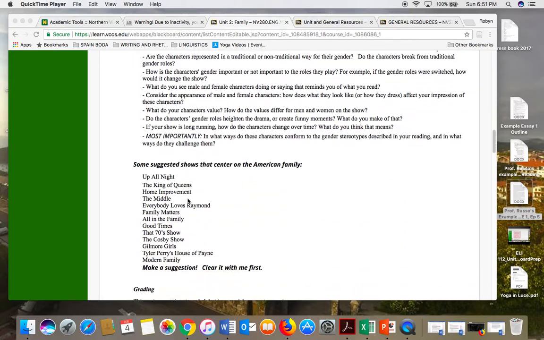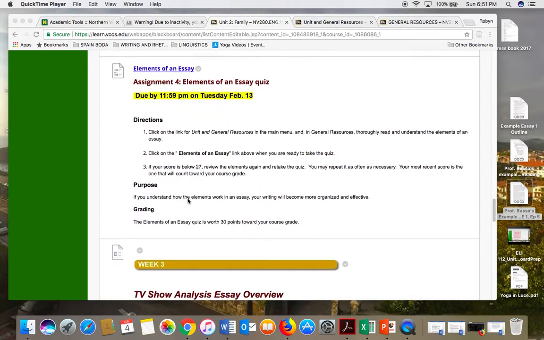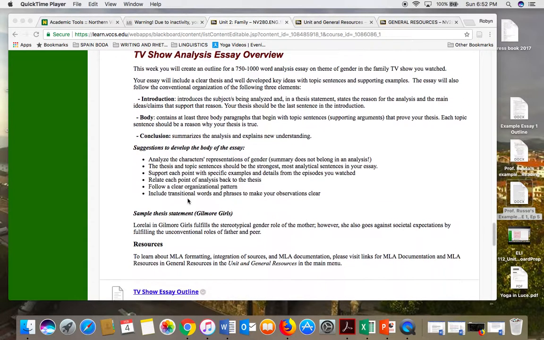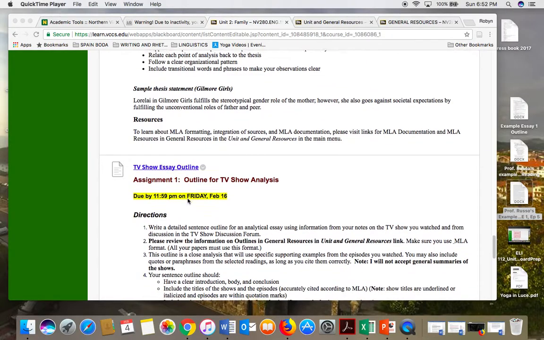If you scroll down into what we're going to be doing in week 3, we have got our TV show analysis essay. You're going to eventually be writing a 750 to 1,000 word essay. It's about 3 to 4 double-spaced pages where you take the type of information you were just doing in the discussion board and you turn that into a full essay. There is an outline that is due on Friday.